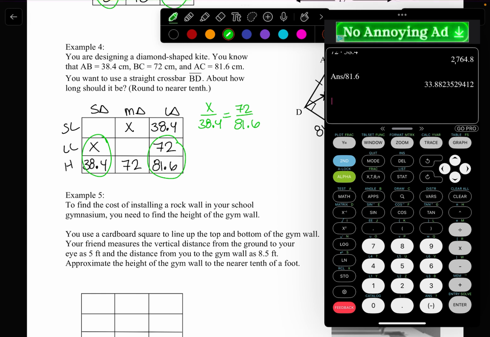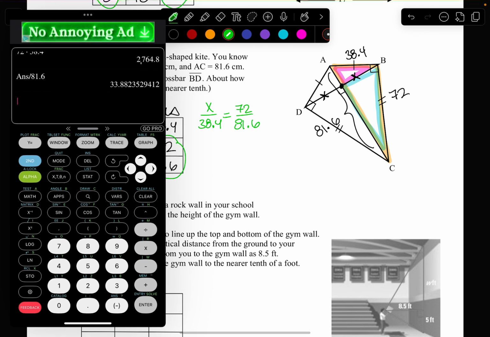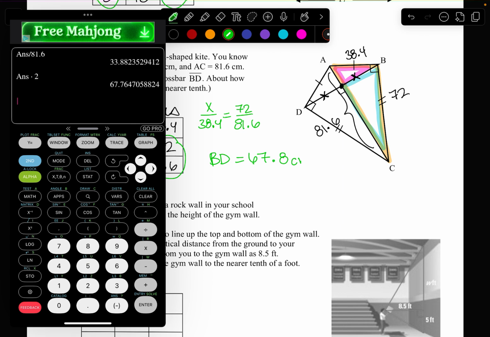But as a reminder, this x only gives me half of that crossbar. So what I need to do is multiply that number that I got by 2 to get the entire length of my crossbar. So the length of my crossbar BD will be 67.8 centimeters. That is being rounded to the nearest tenth.